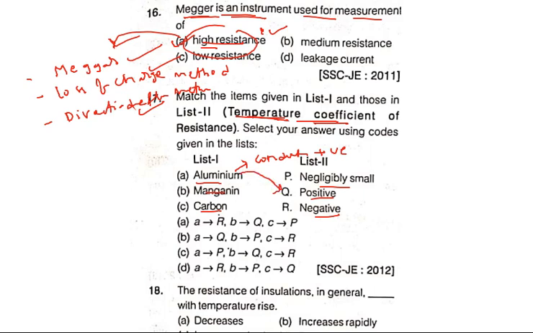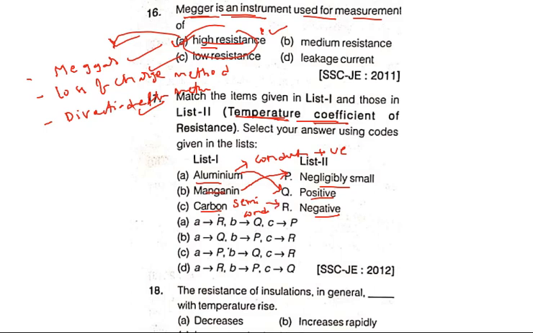And manganese is a conductor, but it affects very less with the temperature. So we can say negligibly small. Manganese is a conductor, but negligibly small because it affects very less with the temperature. Carbon is a semiconductor. So it has a negative temperature coefficient. We know that a semiconductor has a negative temperature coefficient.